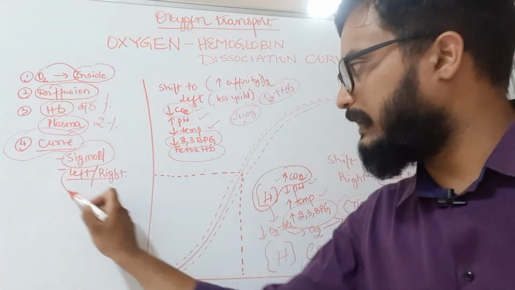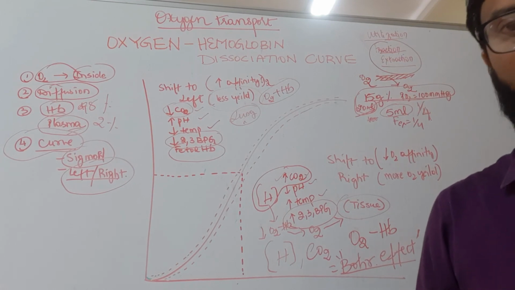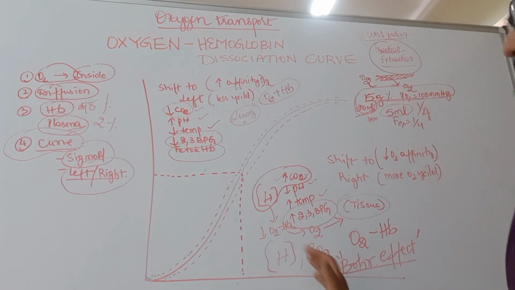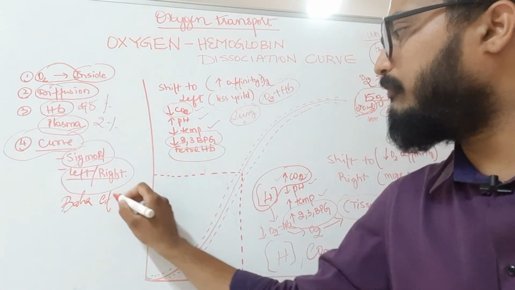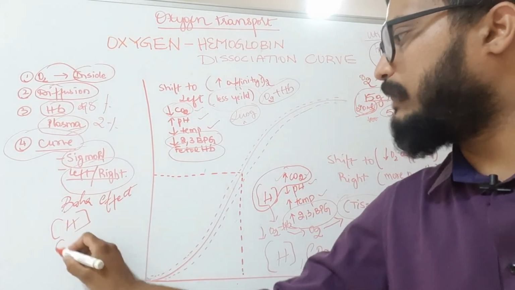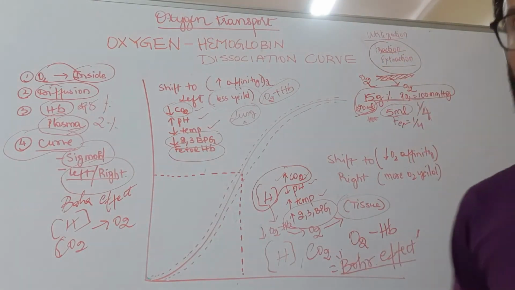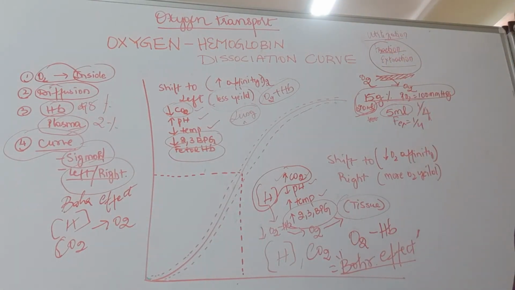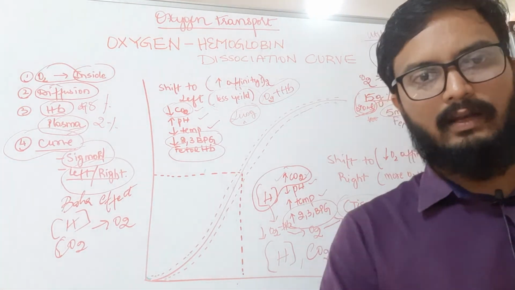We have also seen there are conditions where this curve can shift to the left or shift to the right depending upon different factors. We also studied the Bohr effect, which explains the effect of hydrogen ion concentration and carbon dioxide on oxygen binding and unbinding on the hemoglobin molecule. So, this is about the oxygen transfer mechanism.